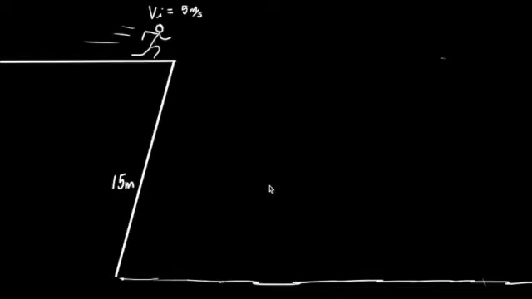Let's take a look at an example where we have a horizontally launched projectile. In this example, a stick person is going to be our horizontally launched projectile. He's going to be cliff diving. We've got a 15-meter high cliff and some water down here. He's running at a speed of 5 meters per second when he leaves the cliff.